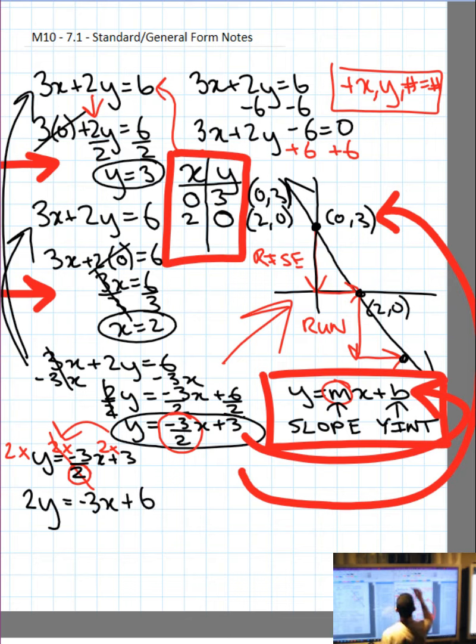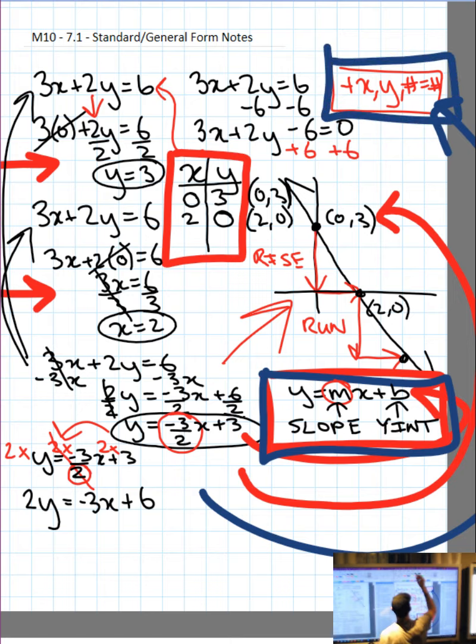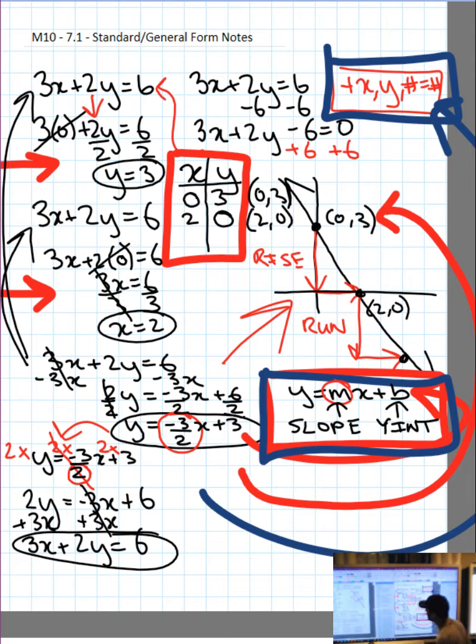Now again, from the top, if we want to get back to general form from slope-intercept form, we have to get up top right, a positive x. So we have to add 3x to both sides. And I'm going to put the 3x first. 3x plus 2y, still negative 3x plus 3x is 0, equals positive 6. Circle my answer. Going back and forth between standard form and general form.